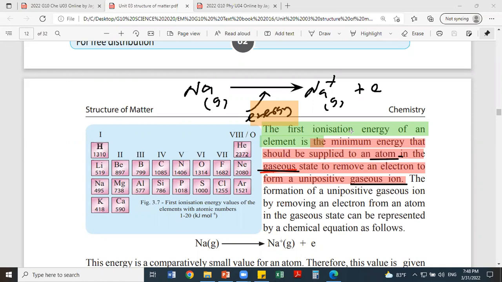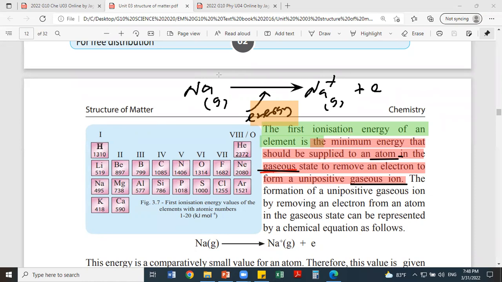That energy is called what energy? Ionization energy, because it is the energy required to become an ion. What ion? A positively charged ion. Energy required to become a positively charged ion. Is that clear? So don't memorize without understanding what it is.